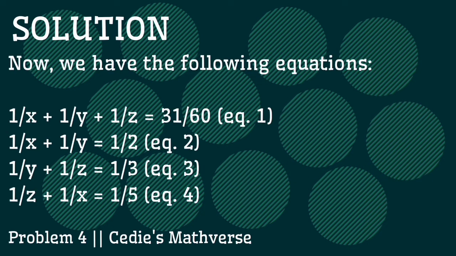Now, we obtain the following equations. Equation 1 contains 1 over x plus 1 over y plus 1 over z equals 31 over 60. Equation 2 contains 1 over x plus 1 over y equals 1/2. Equation 3 contains 1 over y plus 1 over z equals 1/3. Then, equation 4 contains 1 over z plus 1 over x equals 1/5.